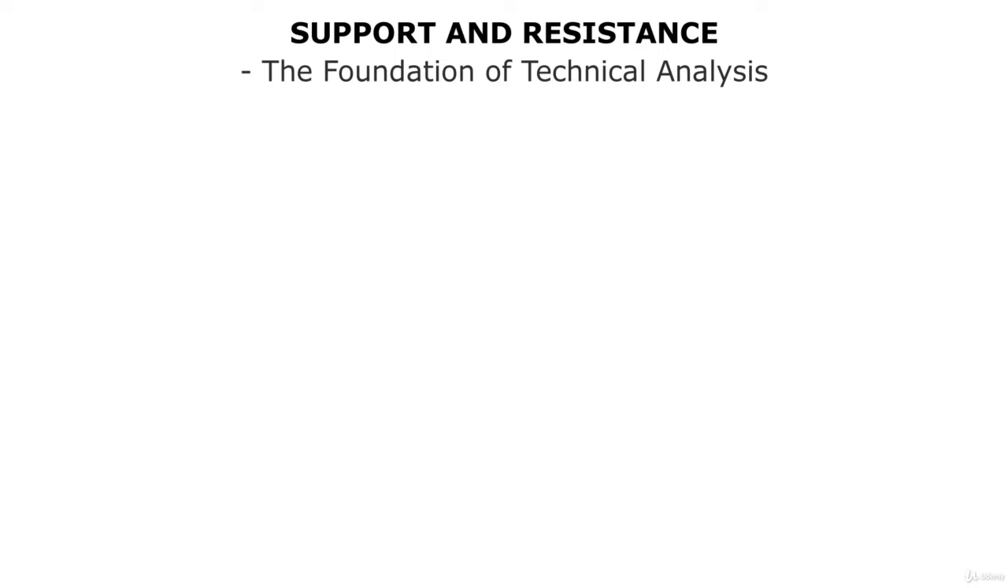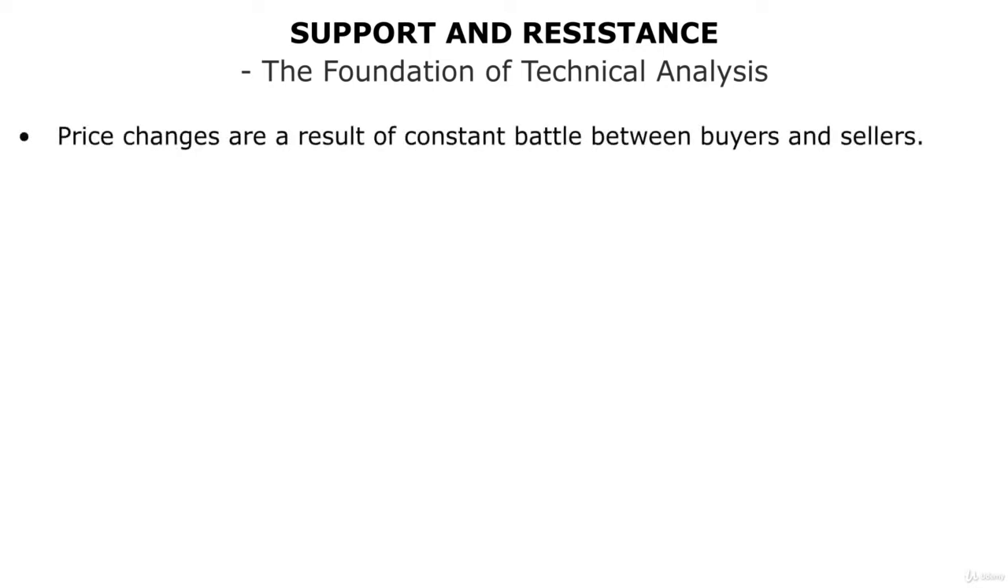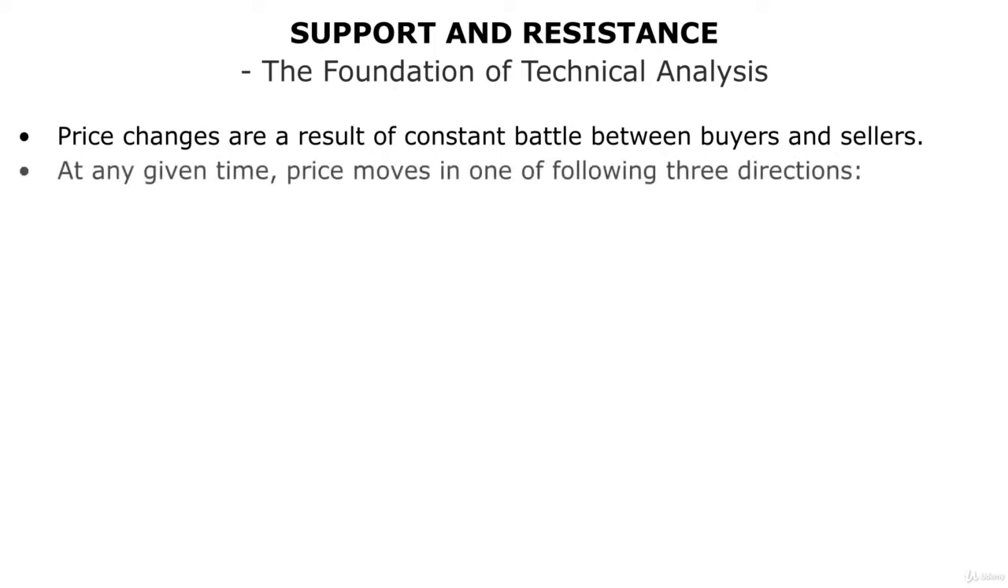Now, to understand support and resistance, let us first understand how markets work. As we all know, the changes in market price, whether you are trading in stocks, commodities, or forex, are a result of a constant battle between buyers and sellers. The bulls or the long traders always push the prices higher, whereas the bears or the short traders push prices lower. We also know that the price only travels in three directions: upwards, downwards, or sideways.